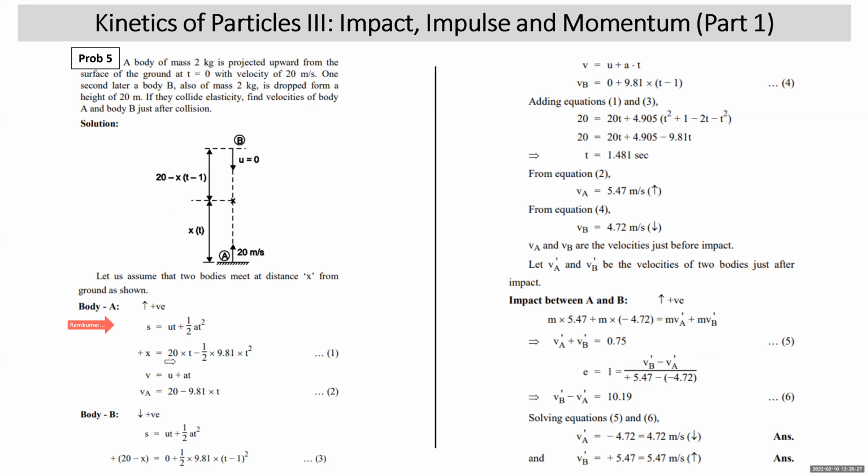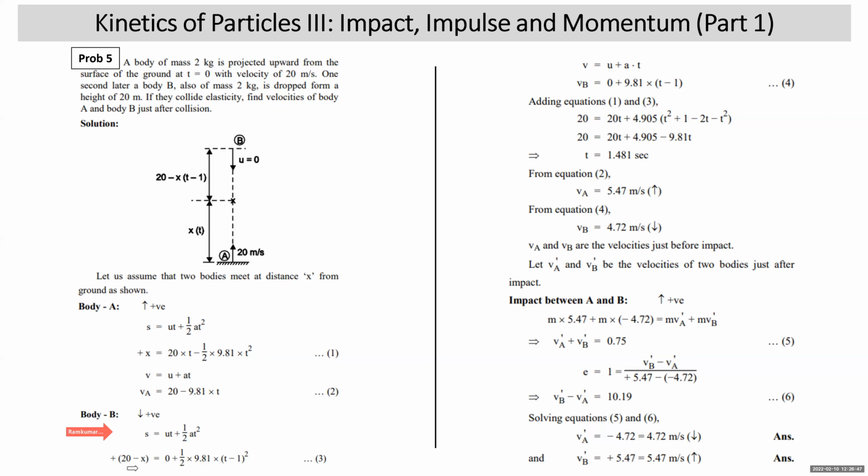That is x is equal to 20t minus half g t square, since acceleration is minus g. V is equal to u plus at, Va is equal to 20 minus 9.81 into t. For body B, s is equal to ut plus half at square we have applied. S is plus this time. For body A, as motion was happening upward, we took upward positive. For body B, we took downward positive.